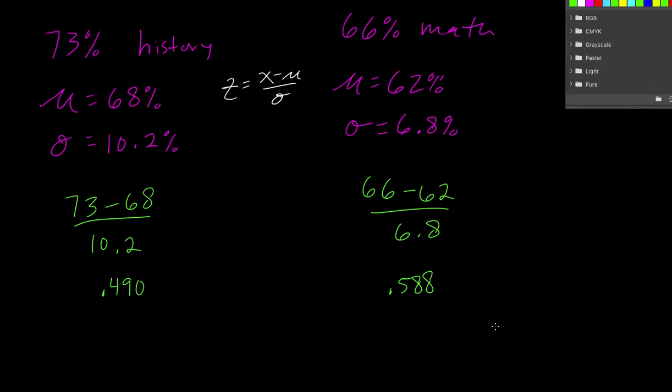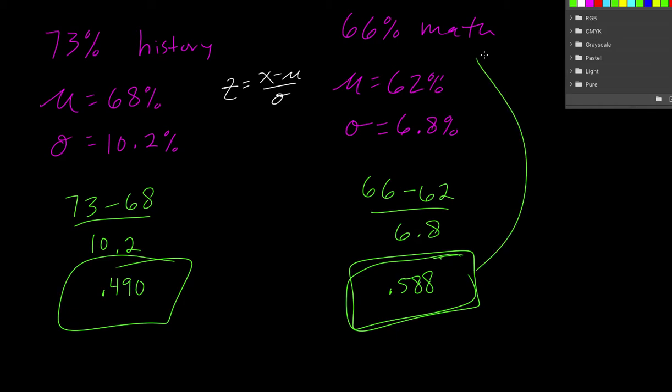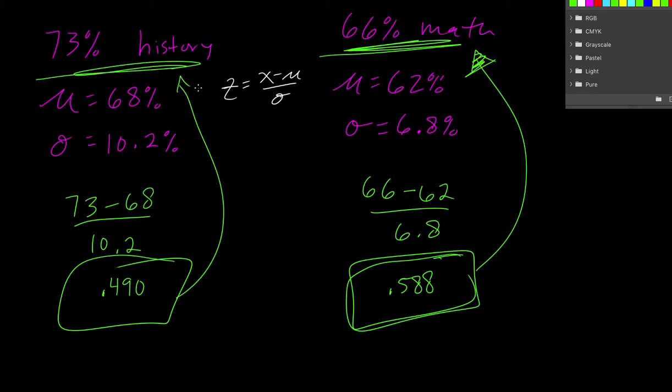Yes. Now, because this score is higher than this score, she actually did better comparatively in math, even though her actual grade was lower. 73 obviously is better than 66, but in the context of how the rest of the class did, she actually did better on math than she did on history.